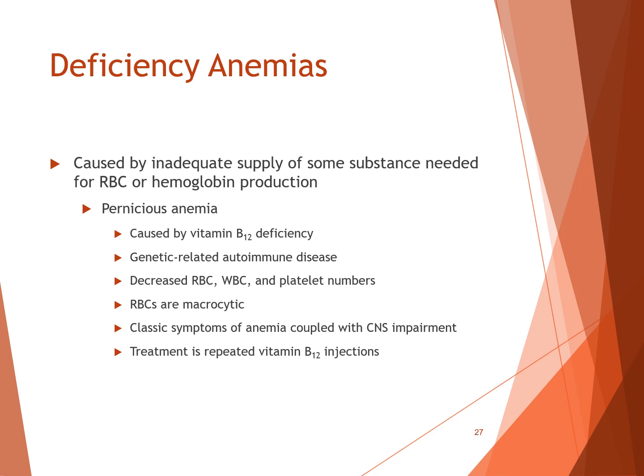Genetics can also play a role in this type of disease, and one sign that we might see is that red blood cells are larger than normal, so they're going to appear macrocytic. In addition to the regular symptoms that we've already talked about associated with anemia, a patient might experience numbness and tingling in their extremities, like their feet and their hands. They may appear mentally impaired, they may be irritable, and depression is also a common symptom. How do we treat this? We treat this with injections of B12.